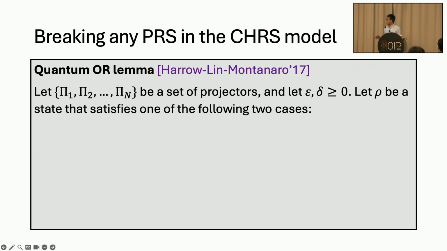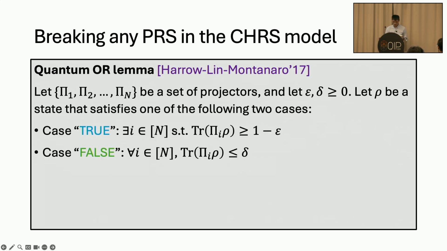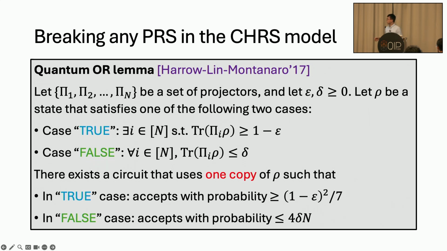So let pi 1 to pi n be a set of projectors, and let epsilon and delta be some small numbers, and rho be a state that satisfies one of the following 2 cases. In the true case, there will be some index i, such that the trace of pi i times rho is at least 1 minus epsilon. In the false case, for any index i, the trace of pi i times rho is at most delta. Then the quantum Or lemma tells us that there is some circuit that only uses 1 copy of rho to distinguish between the 2 cases. In particular, in the true case, it accepts with probability at least (1 minus epsilon) squared over 7. In the false case, it accepts with probability at most 4 delta n.